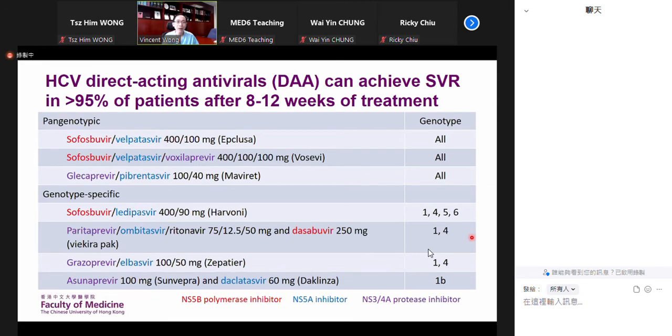Okay, now obviously, if cost is not an issue, there's no reason to consider genotype-specific drugs, and you can use a pan-genotypic drug to treat every patient, achieving a very good response. However, in Hong Kong, cost is still a consideration, and therefore occasionally you will see doctors choosing a genotype-specific drug to treat the infection.